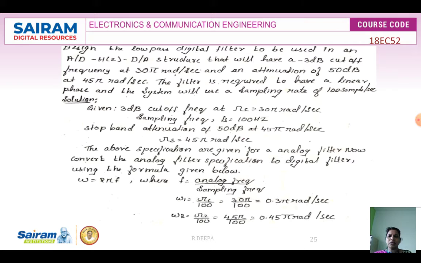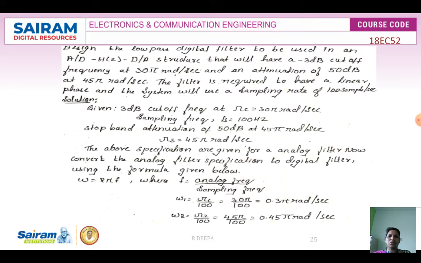So from the given data, first let us write what are the data given. Given is the 3 dB cutoff frequency omega C as 30 pi radian per second and the sampling frequency is 100 samples per second. So from that you can calculate what is omega 1 and omega 2. The formula is the analog frequency divided by sampling frequency: 30 pi by 100, it is 0.3 pi, and omega 2 is 45 pi by 100, which is 0.45 pi radian per second.